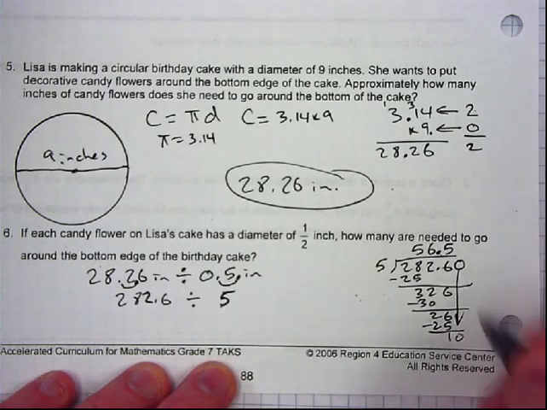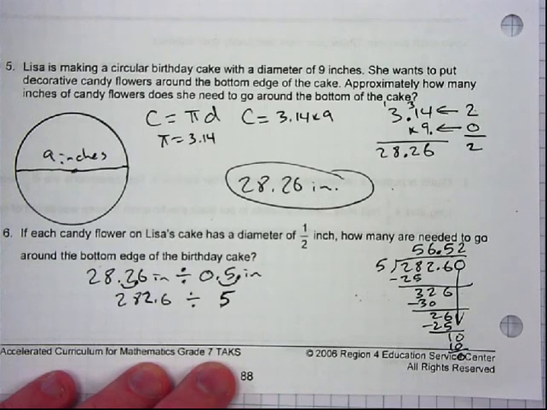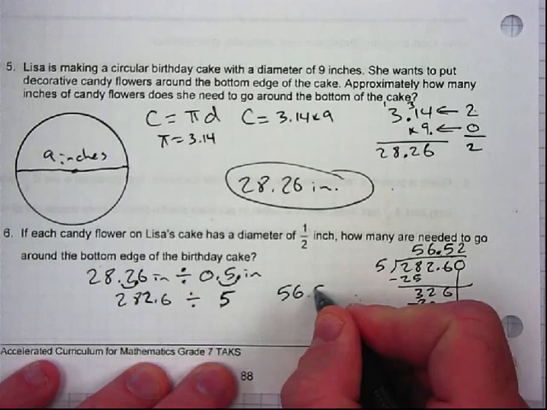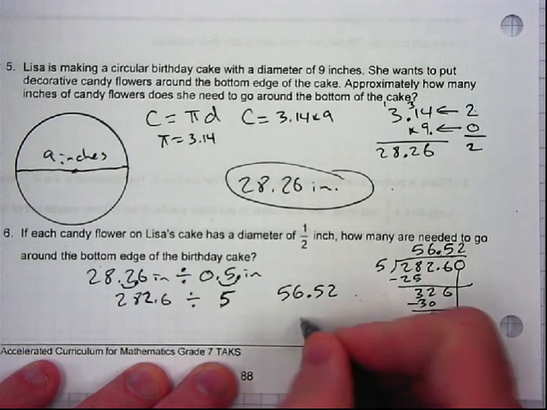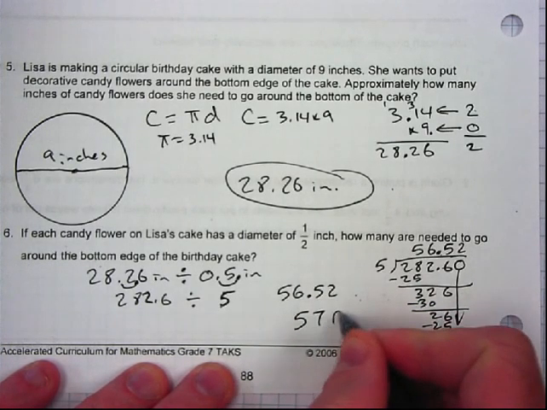So the number of candy flowers that go around the edge of the birthday cake would be 56.52. So let's just round up to 57. 57 flowers.